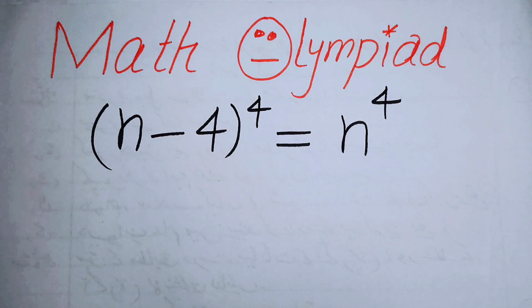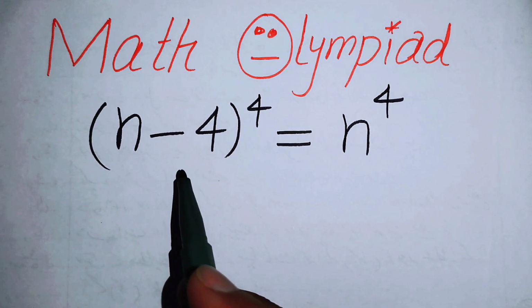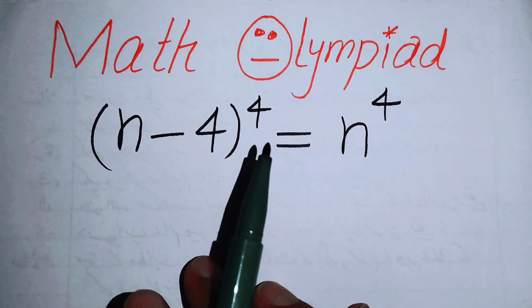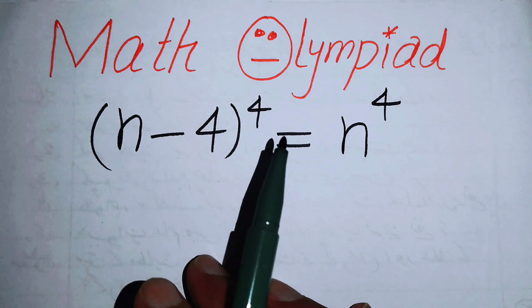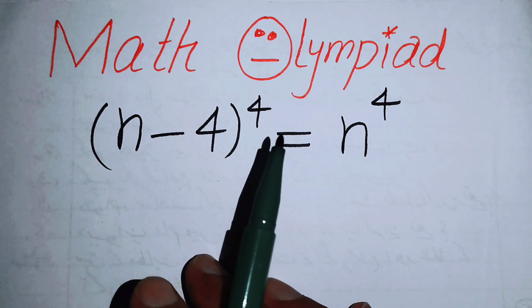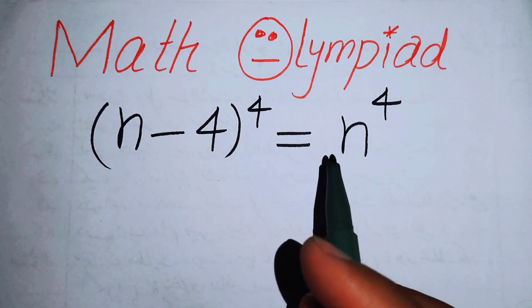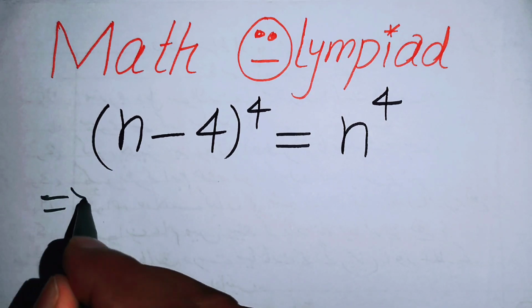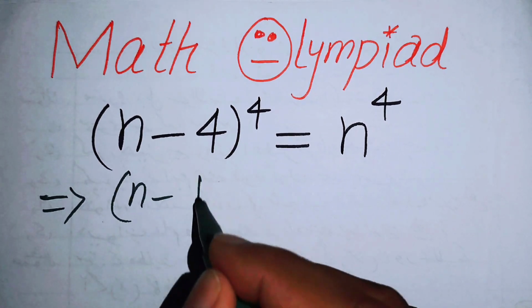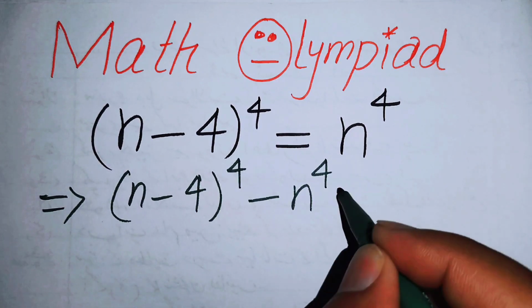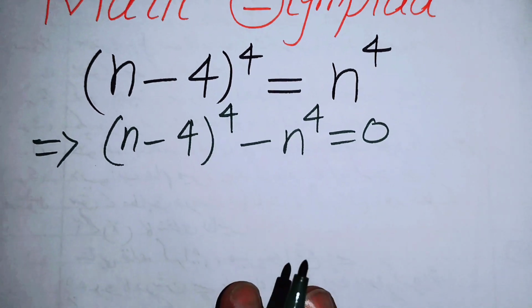In this video we are going to solve this nice algebra problem, and here we have (n minus 4) to the power of 4 is equal to n to the power of 4, and we will solve this problem for the values of n. So the very first thing we are going to do is move the term on the right hand side to the left hand side, so that it will be rewritten as (n minus 4) to the power of 4 minus n to the power of 4 is equal to 0.